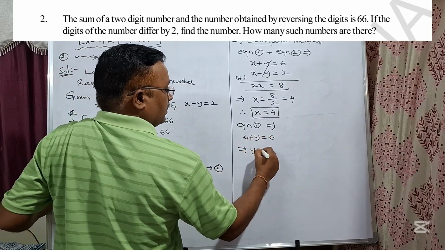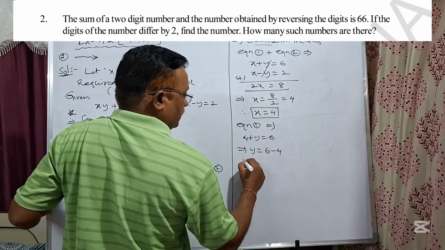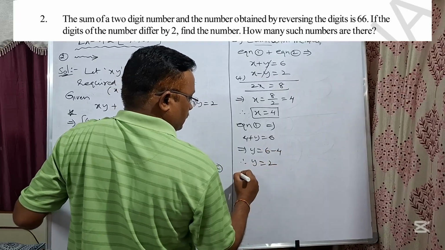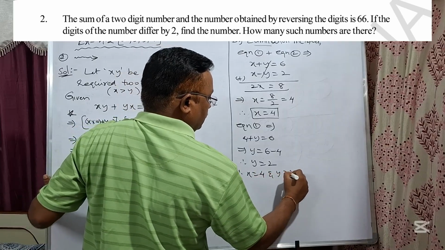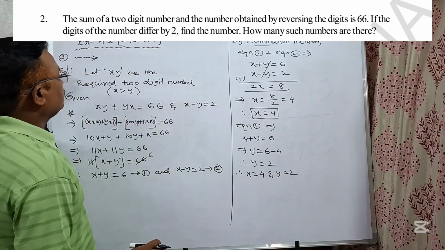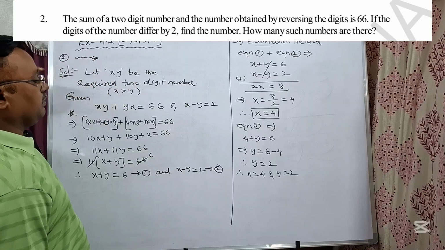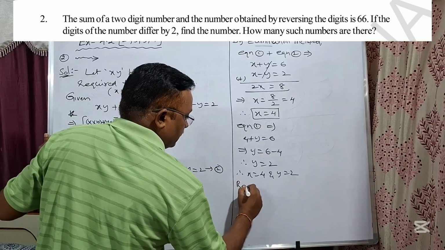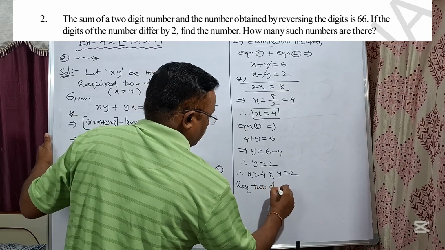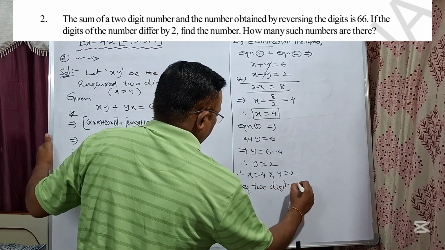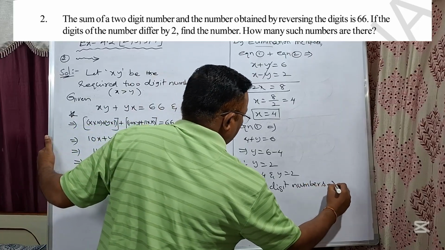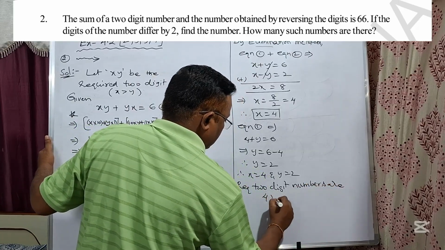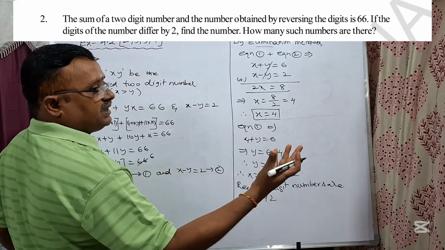This implies y is equal to 6 minus 4, therefore y equals 2. Therefore x equals 4 and y equals 2. Okay, so the required 2-digit numbers are 42. How many such possibilities are there?